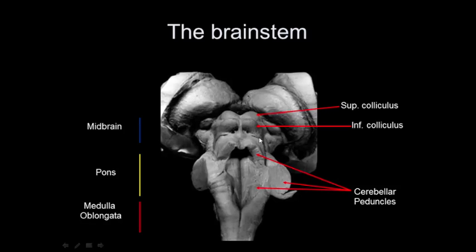If you go rostrally, you start seeing these four bumps here, and these are the superior and inferior colliculi. There is one superior and one inferior colliculus on each side, and when you see those, you know that you're in the midbrain. So these are more giveaways for the midbrain.